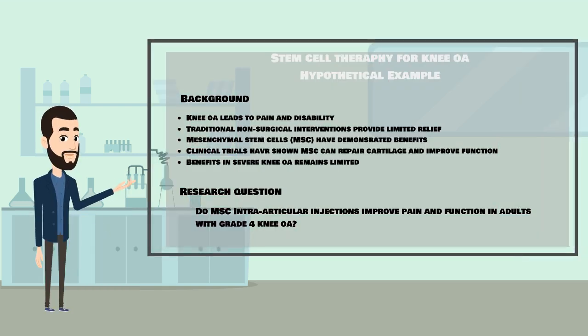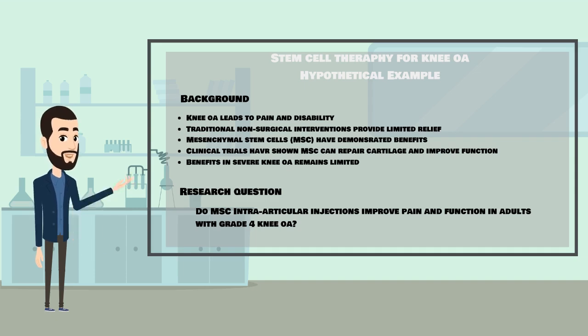In this hypothetical example, we will explore an RCT that investigated the effectiveness of mesenchymal stem cell injections on knee osteoarthritis. Background: knee osteoarthritis is a complex degenerative disorder that leads to pain and disability. Traditional non-surgical treatments such as physical therapy, medication, and injections of corticosteroids or hyaluronic acid often provide limited relief for advanced cases. Mesenchymal stem cells have been shown to repair cartilage and improve function in previous clinical trials. However, evidence of benefits in severe knee osteoarthritis remains limited.